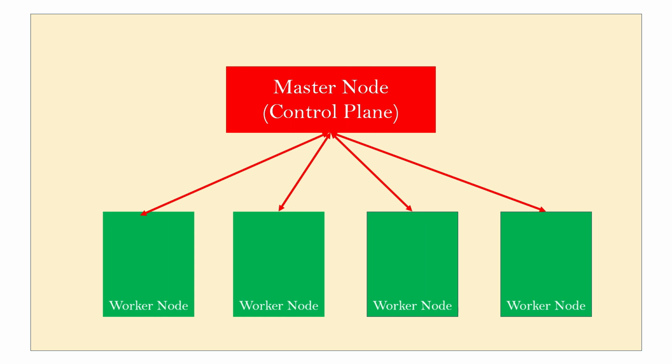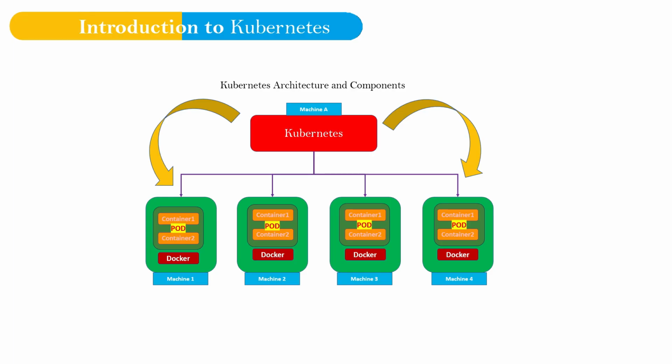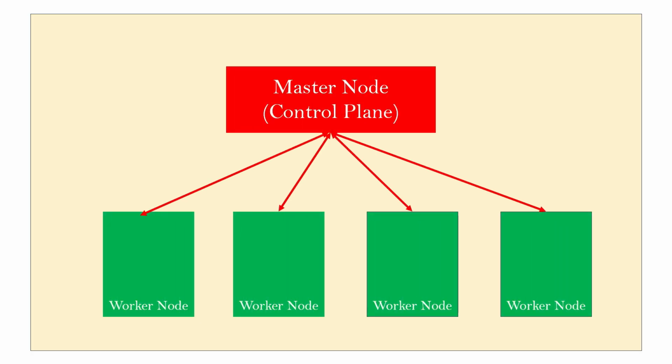So the two terms that are very important in Kubernetes that you have to understand: one is the master node and second is the worker node. Let me go back to the previous figure. So here you can see that we have multiple machines where our different pods and containers are running. That means our applications are running inside the pods, inside the containers, right? So we have Kubernetes, which is doing the management of different machines where our Docker and containers are running inside the pod.